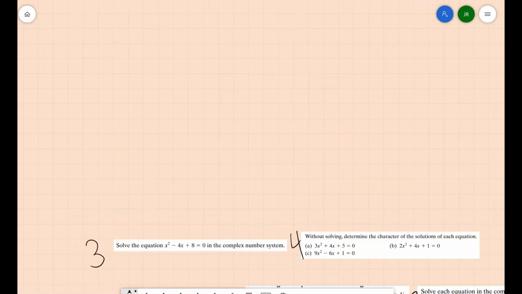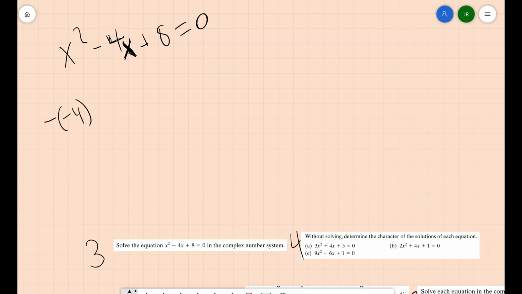All right, number 3. Solve this equation. X squared minus 4x plus 8 equals 0 in the complex number system. Okay. Sorry for the sloppiness here. But I might try to factor it, right? That might be the first thing I try to do. Can anything multiply to get 8 and add to get 4? No. So it can't factor. So if I can't factor it, I'm going to go to the quadratic formula.